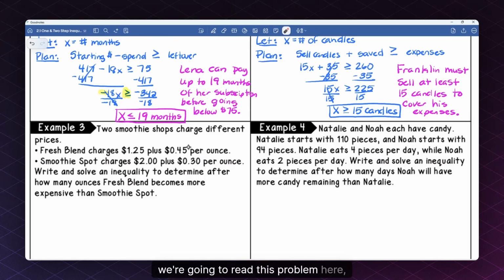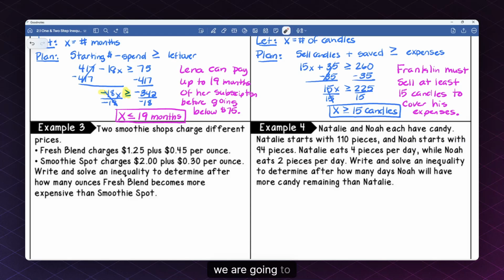Okay, we're going to read this problem here, and this is where we're going to start comparing two quantities. So we have two smoothie shops, and they charge different prices. Fresh Blend charges $1.25 plus 45 cents an ounce, and Smoothie Spot charges $2 plus 30 cents an ounce. Write and solve an inequality to determine after how many ounces Fresh Blend becomes more expensive than Smoothie Spot.